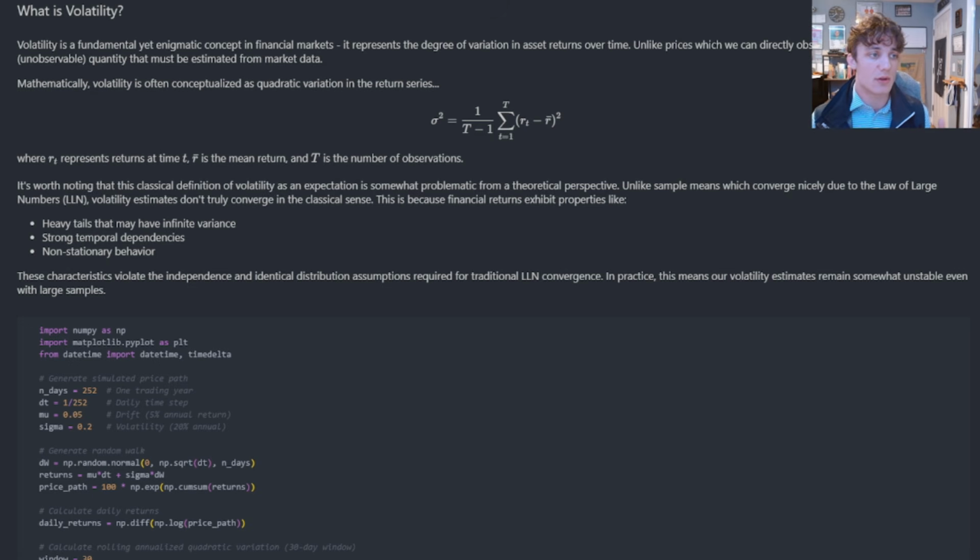Volatility is this notion of quadratic variation on the return series. All that really means is we're looking at the statistical variance or the standard deviation to come up with some sort of measure of dispersion of those returns. Now, hopefully you've seen some of my other videos on how the expected return of a stock doesn't exist, because when we use this measure, it's already wrong.